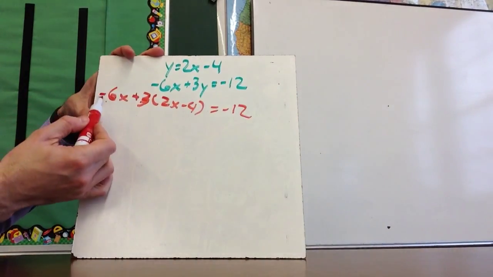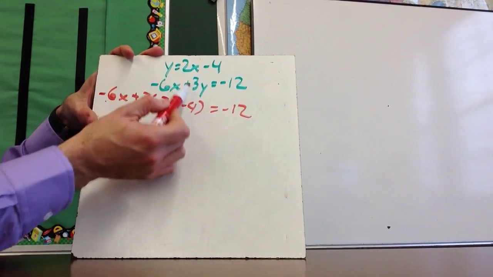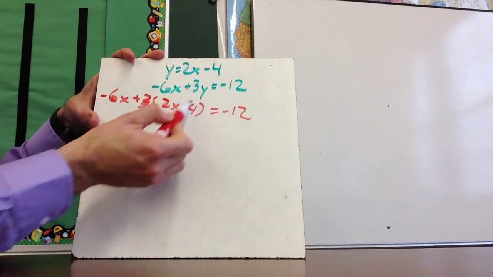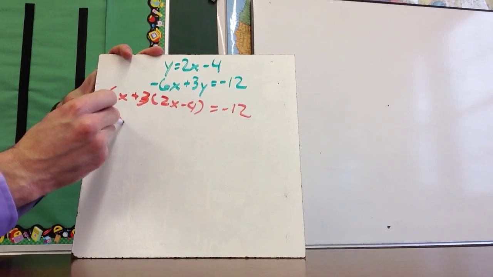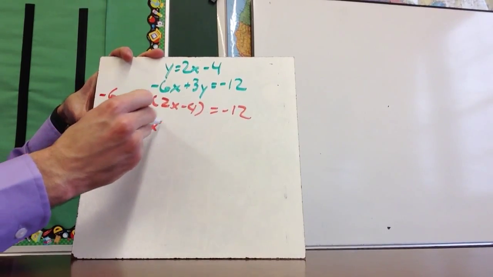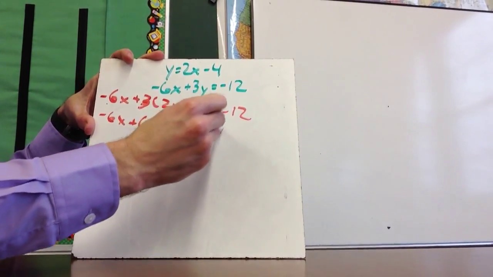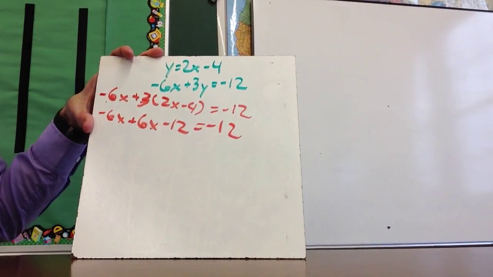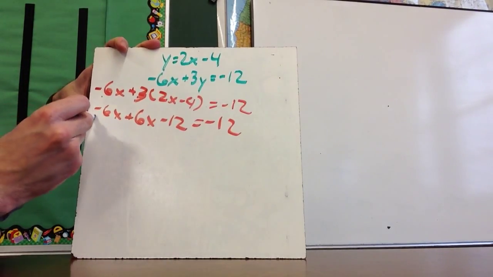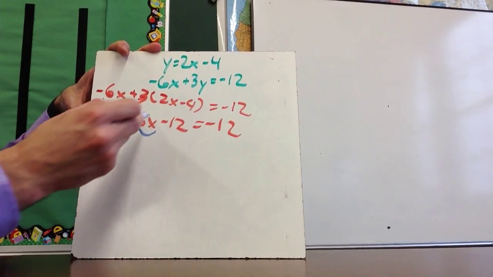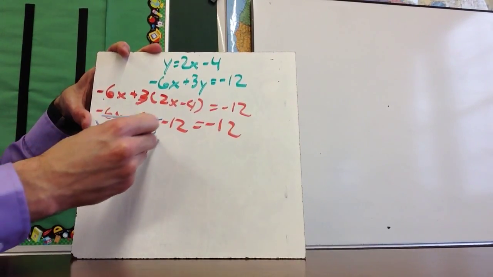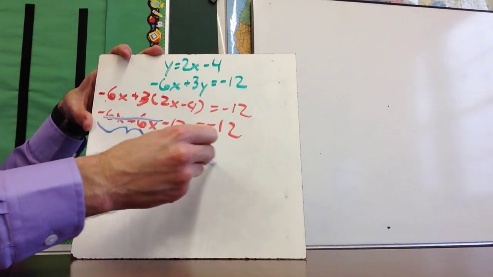Right, so it's negative 6x plus 3, and I'm calling this my y. So negative 6x plus 3y equals negative 12. This is negative 6x plus 6x minus 12 equals negative 12. Some of you see what the problem is going to be. If you don't, we're going to simplify this. Negative 6x plus 6x is 0, so that goes away. So I'm left with negative 12 equals negative 12.